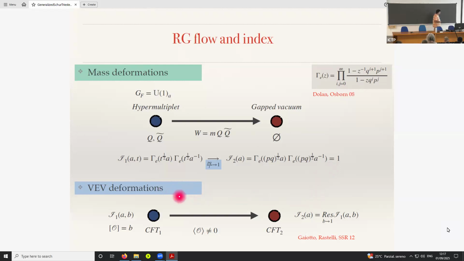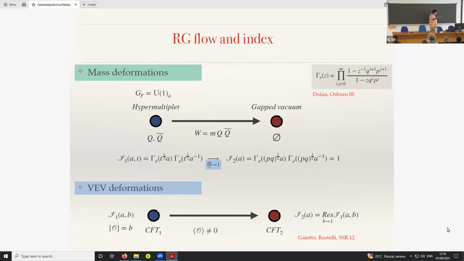Now, I mentioned potential deformations and superpotential deformations, where we take an index of a theory, we set some fugacities to 1, but we can generalize it to Vev deformations. And the prescription here is slightly different. So if we have an index of a theory and we have an operator for which we want to turn on a vacuum expectation value, what we do in the index, we again set the weight of that operator equal to 1, but then the index will actually diverge.